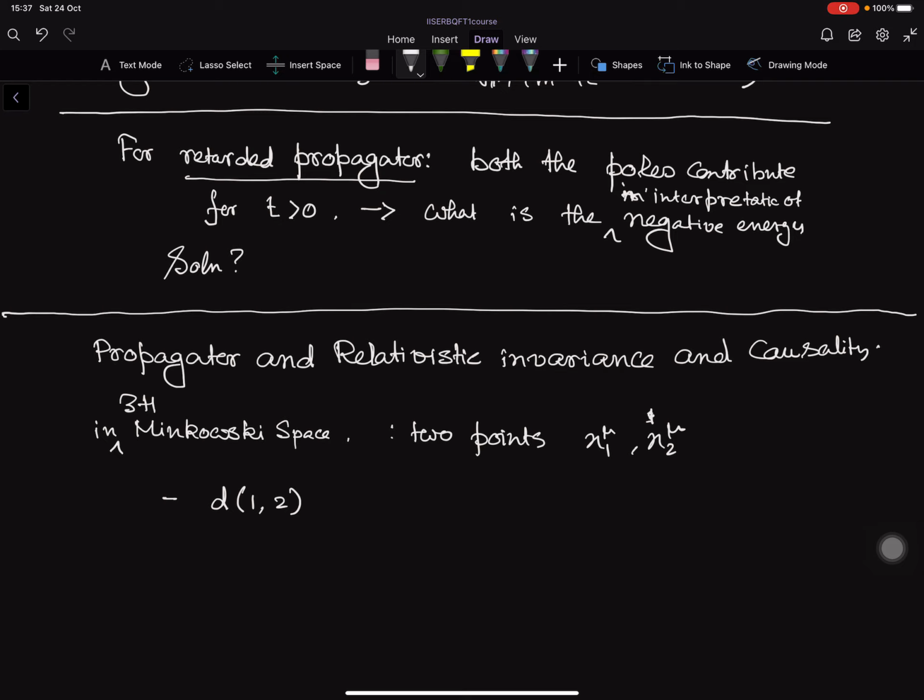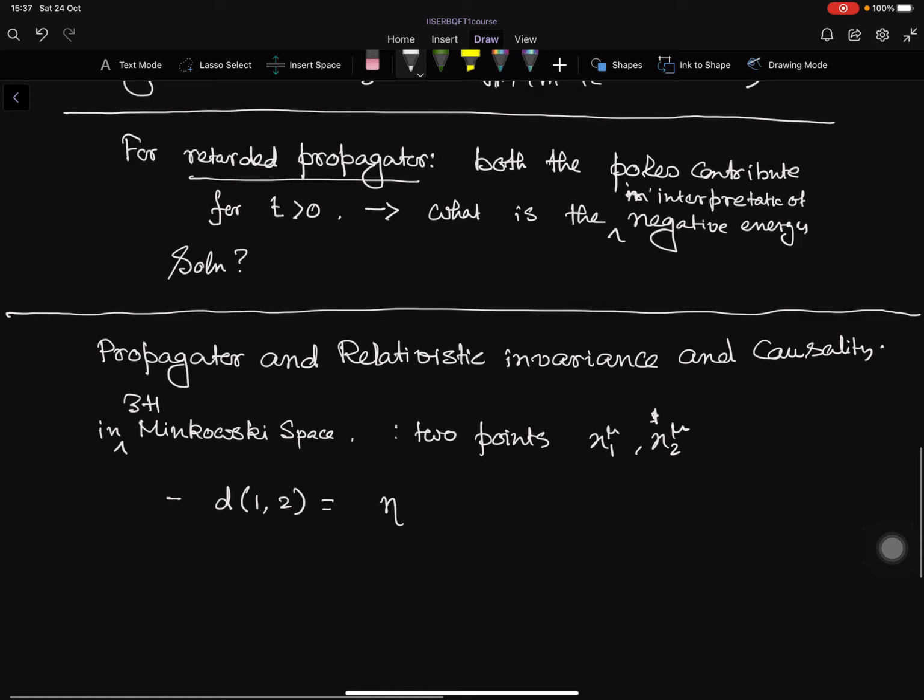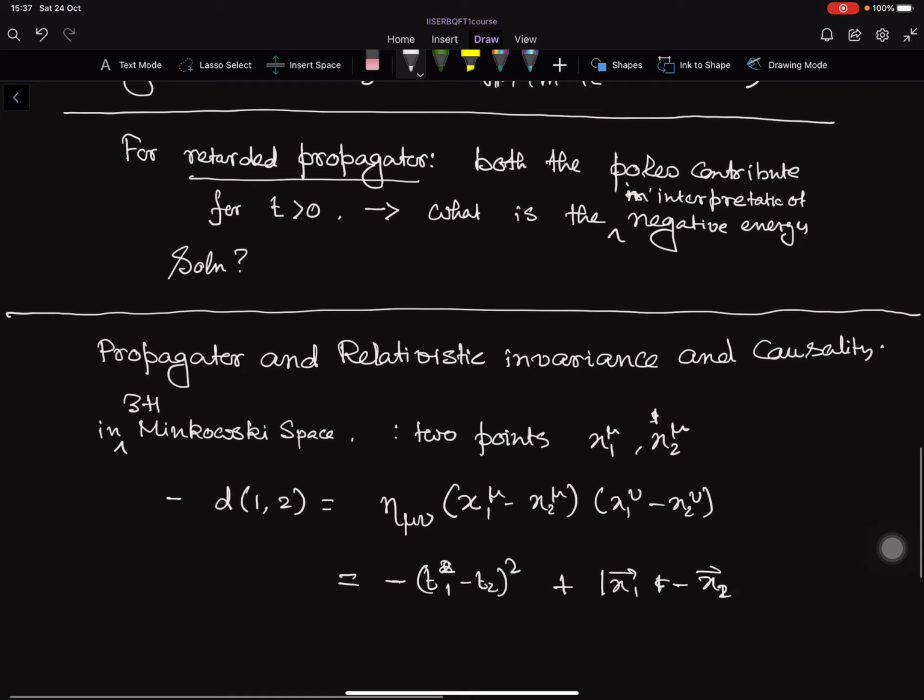Okay, and the distance between 2 points is given by eta_mu_nu (x1 minus x2)^mu (x1 minus x2)^nu, which you can show is the same as minus the time difference squared, (t1 minus t2)^2, plus the spatial distance squared between those 2 points.